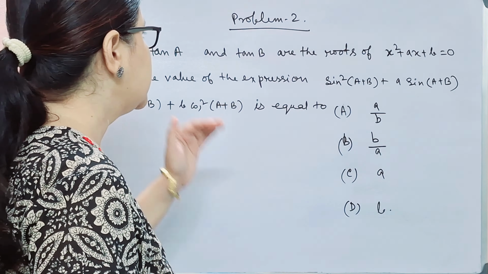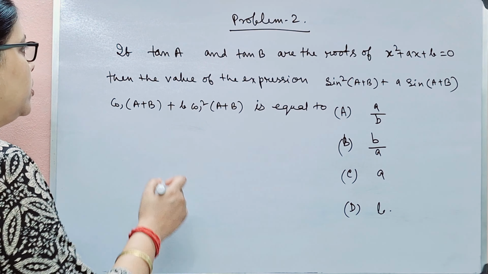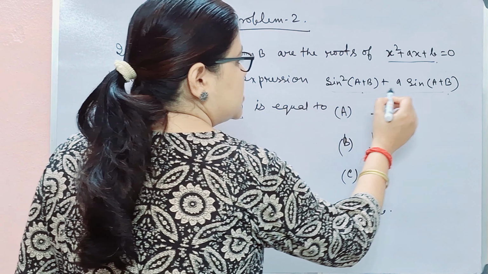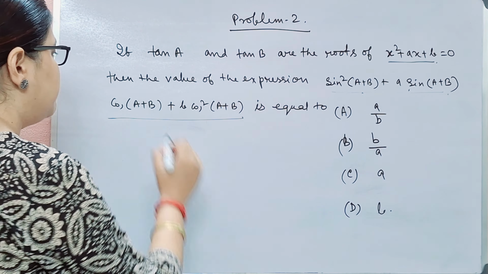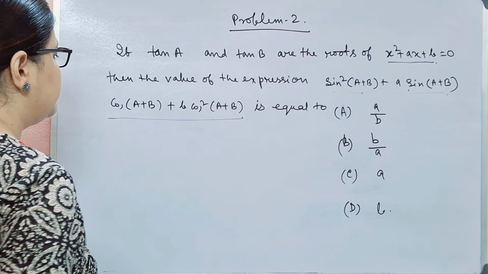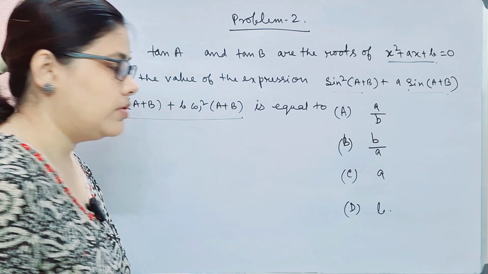So let's come to the second problem. This is problem 2. If tan A, tan B are the roots of the equation x square plus ax plus b equals to 0, then the value of the expression this. Please write down this expression in your copy. Sin square (a plus b) plus b sin (a plus b) dot cos (a plus b) plus cos square (a plus b) is equal to, 4 options are there, and you will have to find out the correct option.